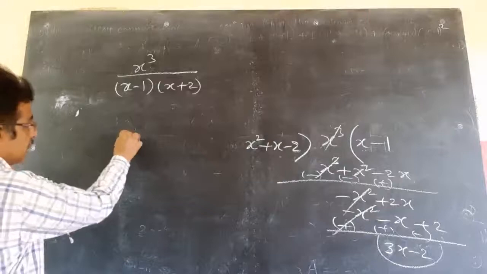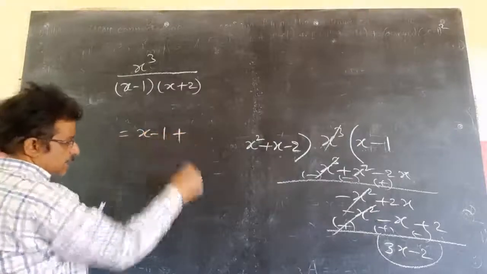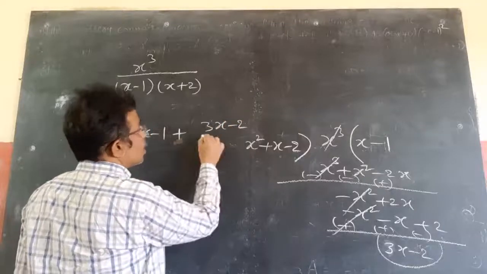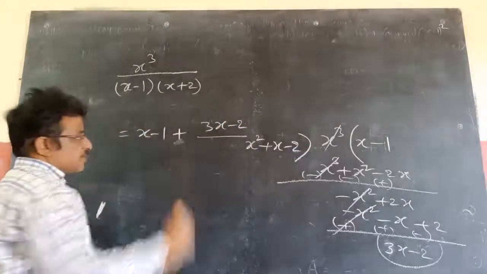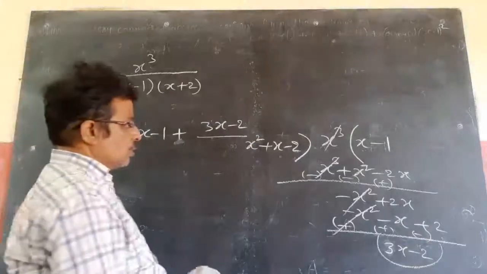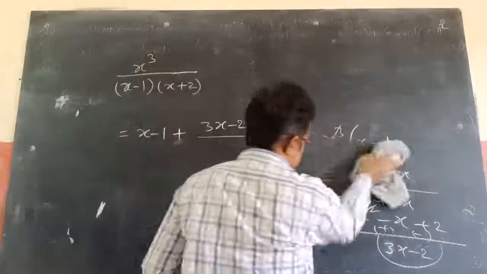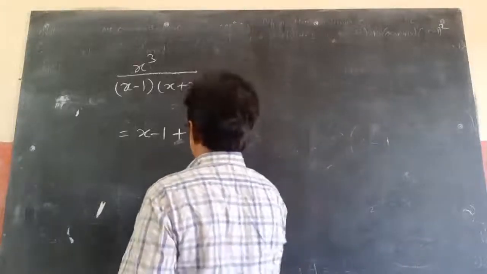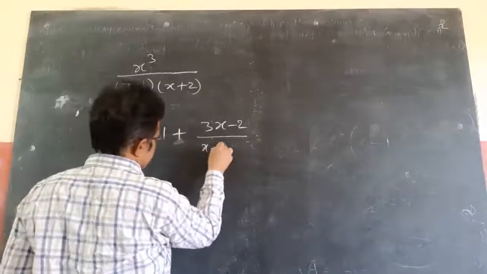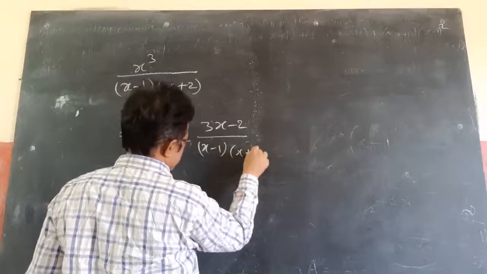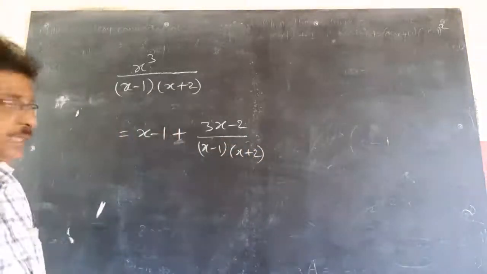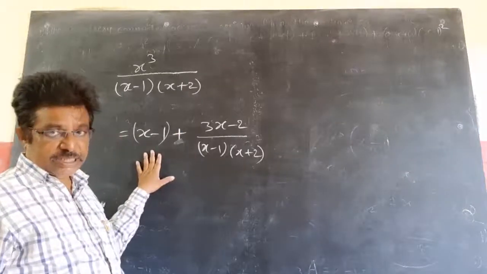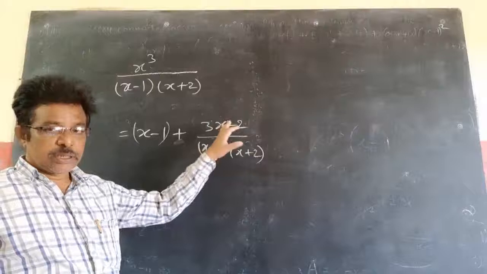So you can write it like x minus 1 plus quotient plus remainder 3x minus 2 by the divisor, which is x minus 1 into x plus 2. So I am clearing this, you already wrote it down I think. So 3x minus 2 by divisor x minus 1 into x plus 2. Now if you observe, this is already separated, so we need partial fractions of this. So this is the general method.